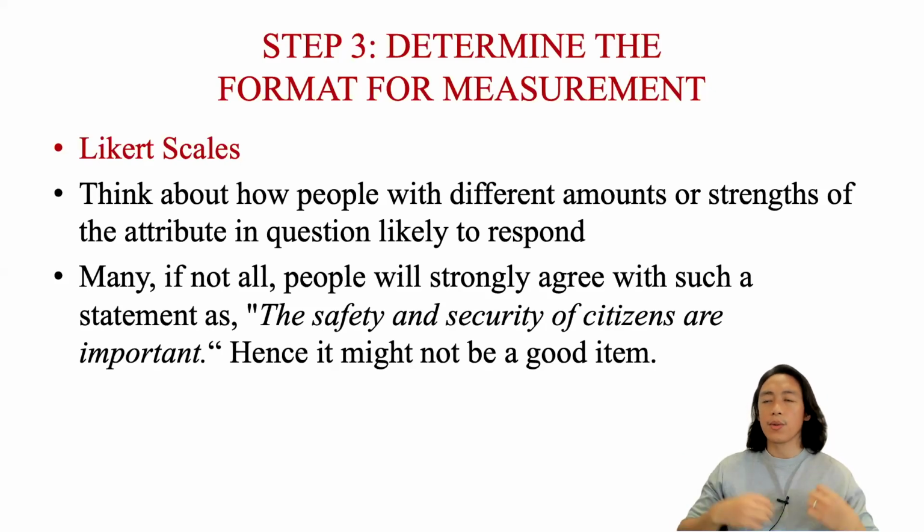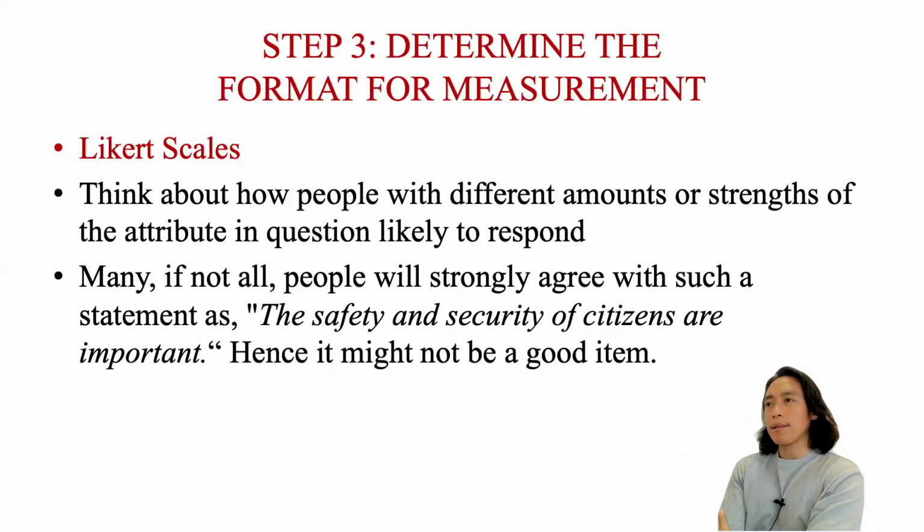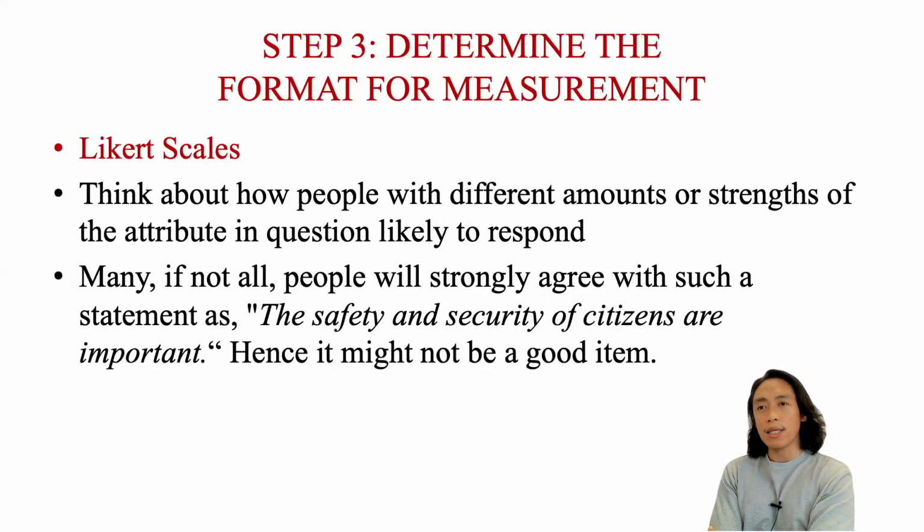Another thing that you have to consider when writing the items is that there are some items that people generally agree with, and so you wouldn't want to make use of these items. For example, the statement, the safety and security of citizens are important. Most people would strongly agree with this, which means that this particular item will not yield variability. So you want to avoid items such as this. You want to use stem items which you know some people would agree with and some people would disagree with. You want to use stem items that can capture the variability in the construct that you are measuring.